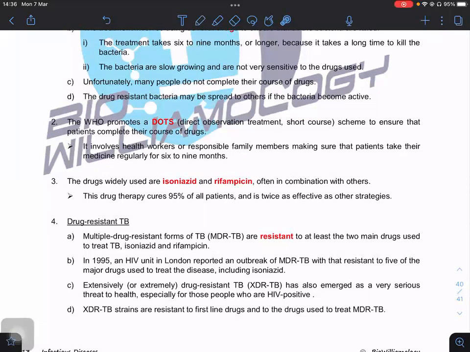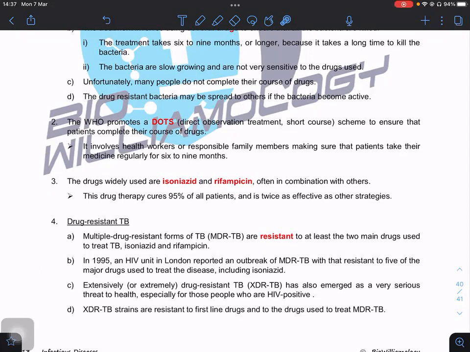The drugs widely used are isoniazid and rifampicin, but nowadays these two drugs are almost useless, because most of the TB cases in the world are bacterially resistant to them. This piece of information is quite outdated. Multiple drug resistant TB, MDR-TB, is resistant to at least 2 main drugs used to treat TB, so these 2 drugs can no longer be used. And nowadays you can see outbreaks with resistance to 5 of the major drugs.